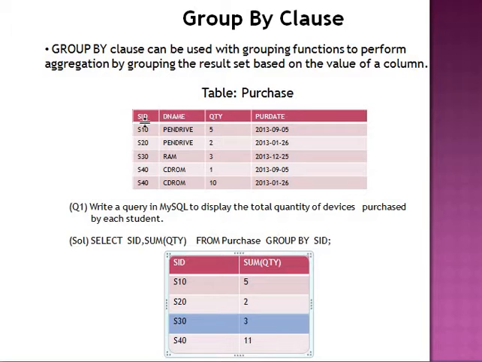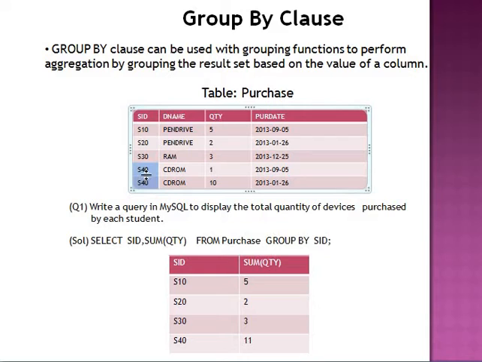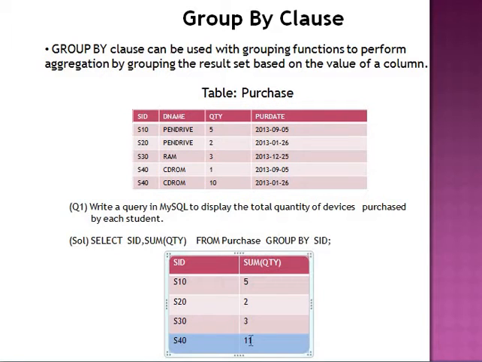Then look for the student with the SID entry as S40. This is occurring twice. For the first entry of S40, the quantity of devices purchased is 1, and for the second entry of S40, the quantity of devices purchased is 10. So the total quantity of devices purchased for the student with the SID entry as S40 will be 10 plus 1, 11. So this is going to be summed up for the student with the entry S40. That shows S40 and 11 as the fourth entry in the output table.